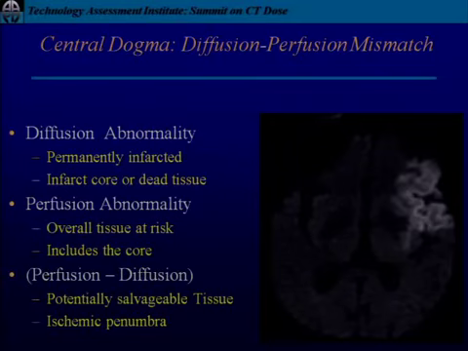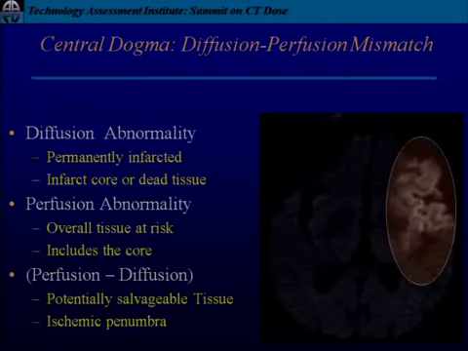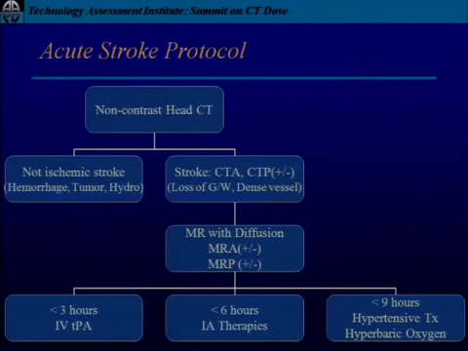Now, a more radical thought there is, can we do all this work using only a CT scanner? Can we define both the core of the infarct as well as the ischemic penumbra using CT perfusion? Okay, so this is the core, this is the penumbra, and the difference is the tissue at risk. So this is the acute stroke protocol that we use at our institution. Everybody starts off getting a non-contrast head CT. If you see hemorrhage, if you see a tumor, if you see hydrocephalus, then clearly there's not acute stroke. You have another explanation for this, and then there's a different algorithm to work those patients.